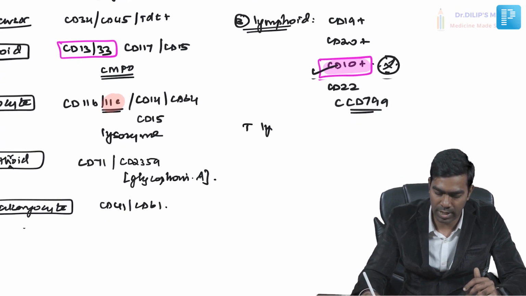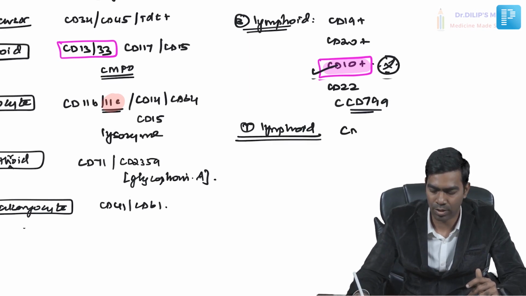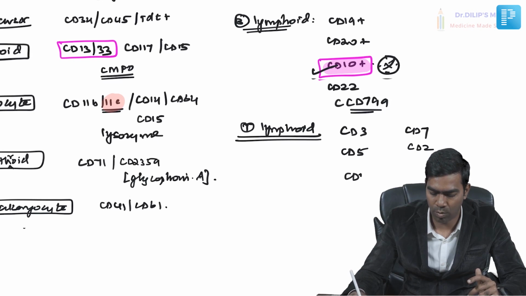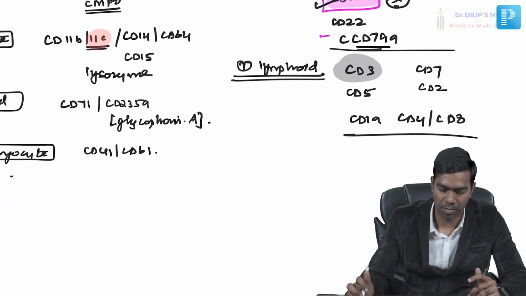Second, you have something called T lymphoid markers. You know what are the T lymphoid markers? You have T cell ALLs also that you have to identify using these markers. Like for example, it's CD3, CD5, CD7, CD2, CD1a, CD4, CD8. All these things are going to be T lymphoid markers. In that, the most important is the CD3, which is a pan T cell marker.